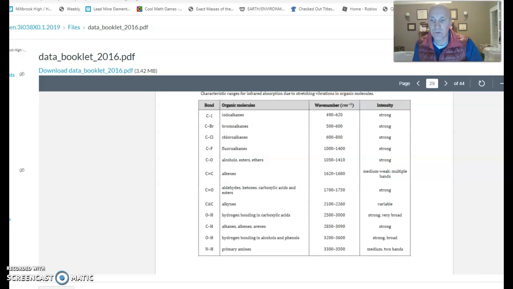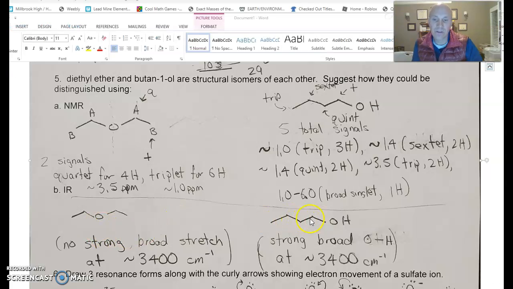So when looking at these two structures right here, one thing that should stand out is you would expect to see that strong OH stretch in the alcohol, but there isn't an OH bond in this molecule right here. So the difference would be the presence of that strong broad OH stretch at about 3,400 inverse centimeters, whereas for this one right here, you would say the absence of that stretch.